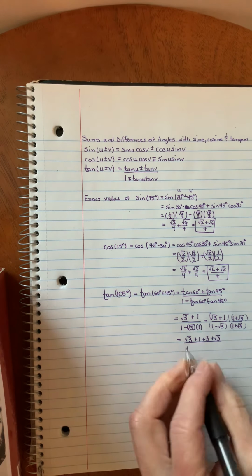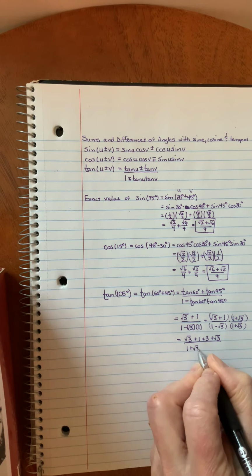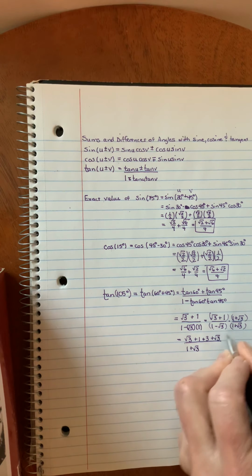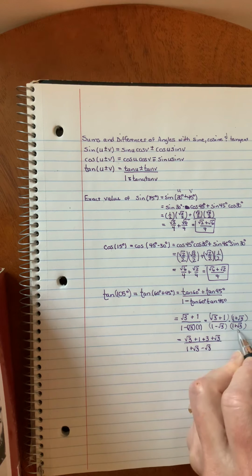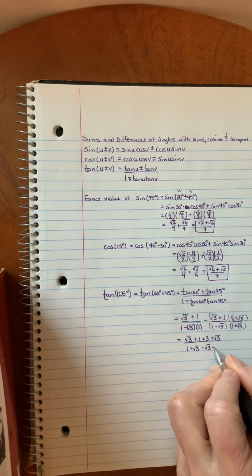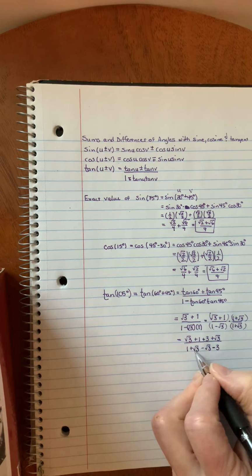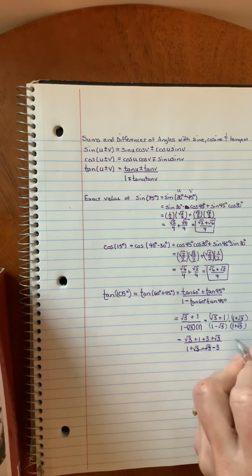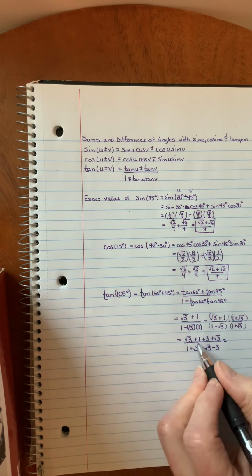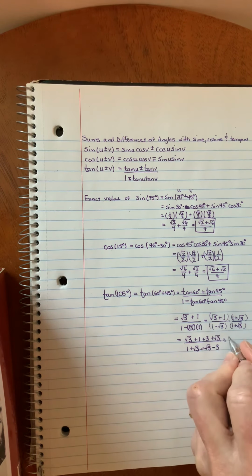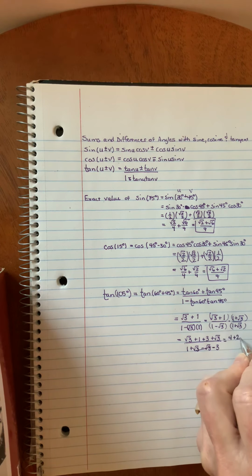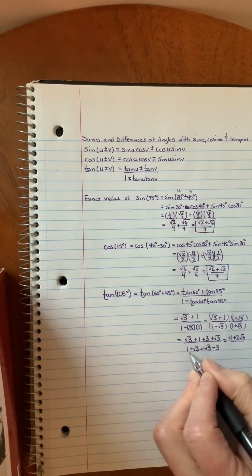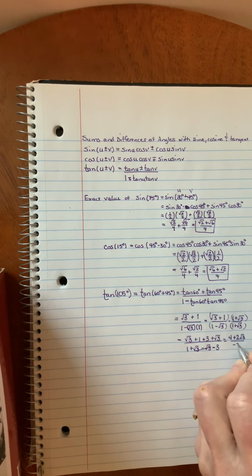1 times square root of 3 is plus square root of 3. Minus square root of 3 times 1 is minus square root of 3. Minus square root of 3 times plus square root of 3 is minus 3. These two add to 0. So we have a total of, up here we've got 4, we've got square root of 3 plus square root of 3. That is 2 square roots of 3. Down here we have 1 minus 3 is minus 2.